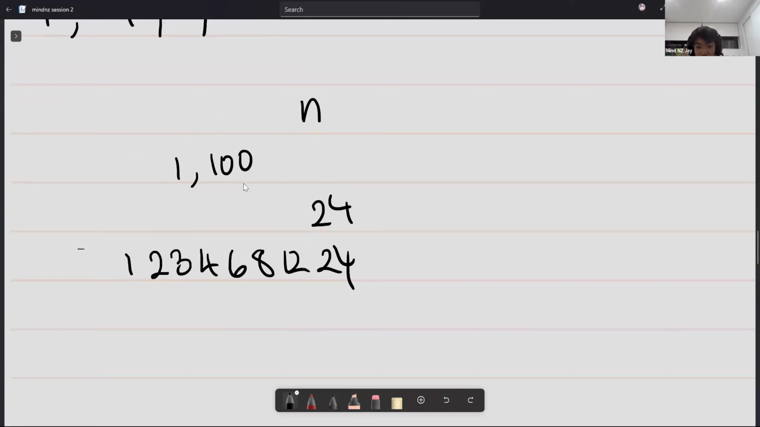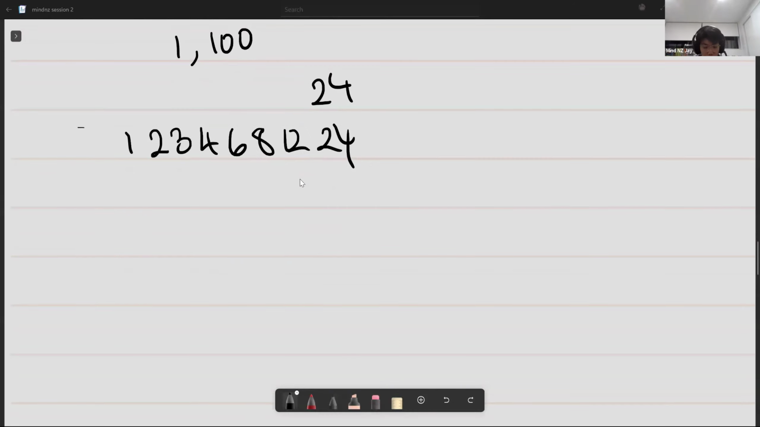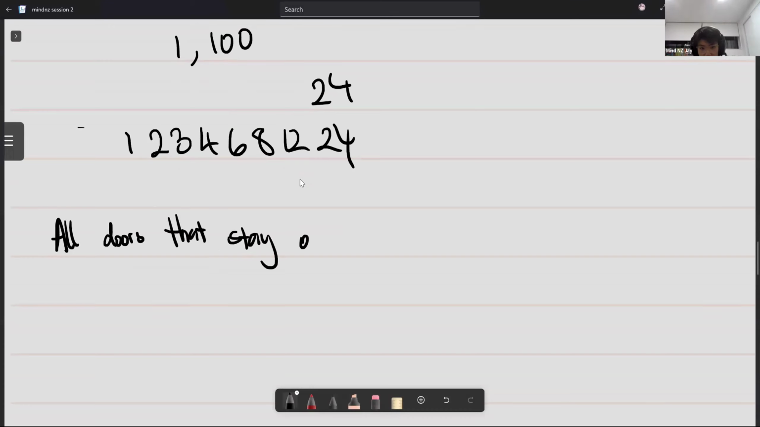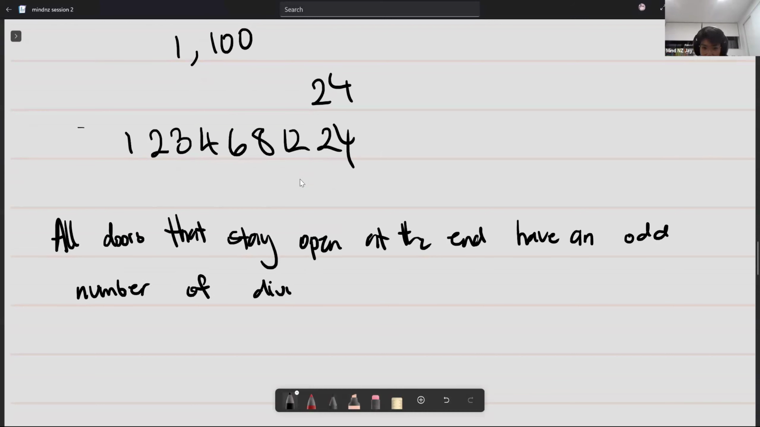And all the doors that stay open at the end have to be activated an odd number of times. Because if the door gets activated an even number of times, it opens and then it closes and then it opens and then it closes, right? So at the end it closes. So all doors that stay open at the end have an odd number of divisors.